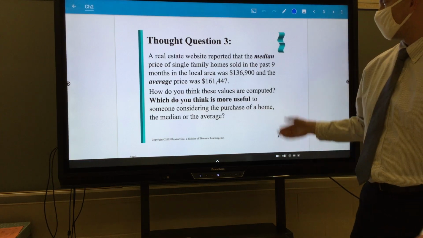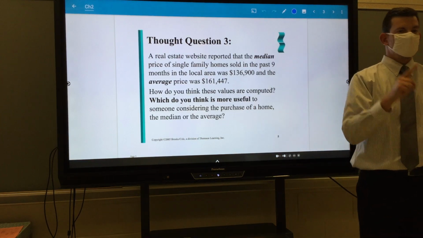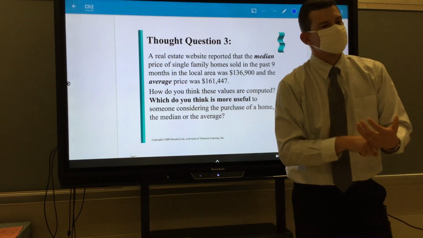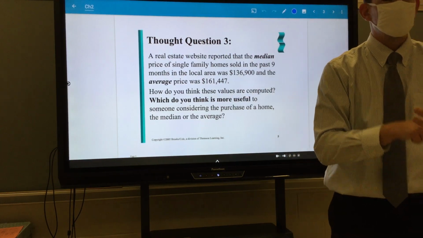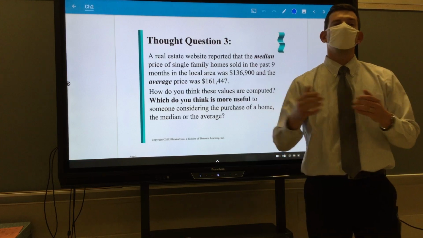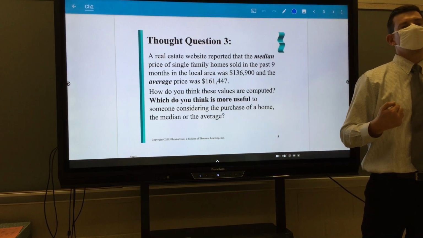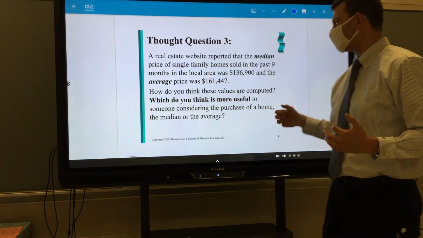Okay? So, big picture here. Median is resistant to outliers, but the mean is influenced by outliers. It's pulled in the direction of a possible outlier.